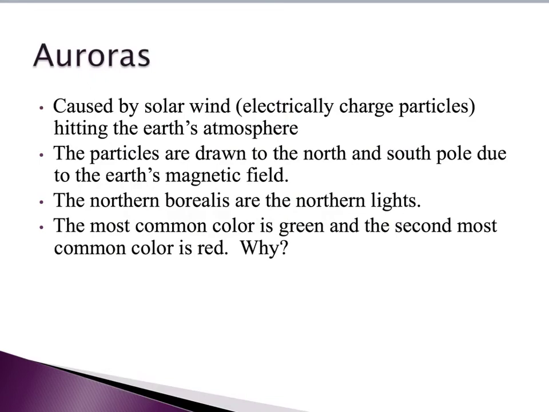One neat phenomenon that we get from solar wind hitting the Earth are auroras. These are your northern and southern lights. When the solar wind strikes the Earth, the ions travel to the North and South Pole because of the Earth's magnetic field. When those ions reach the atmosphere, they excite the atoms in our atmosphere, producing the lights.